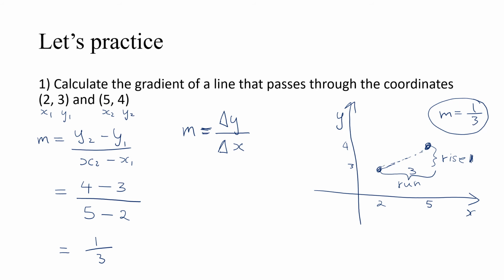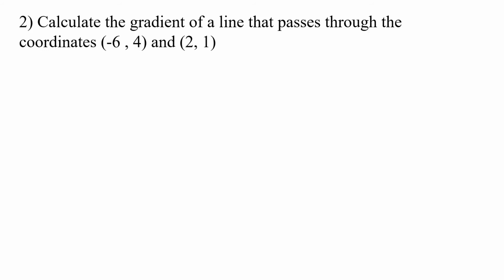Let's do one more example. Here we have another example. Calculate the gradient of the line that passes through the coordinates 6, minus 6 and 2, and 2 and 1. And again, this time I'll do the opposite, just so that we see it doesn't matter which one you choose, as long as you label them right. So let here be x2 now. So here will be y2. And let's make here x1, and here would be y1.